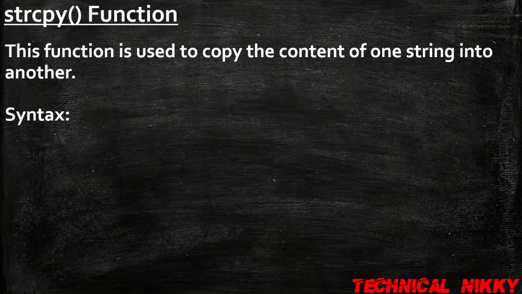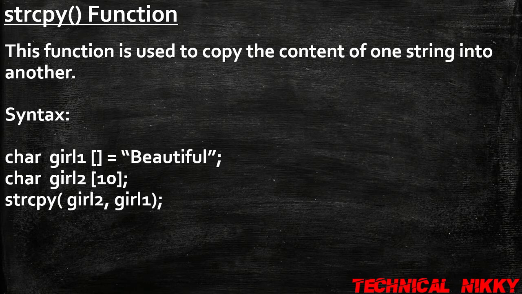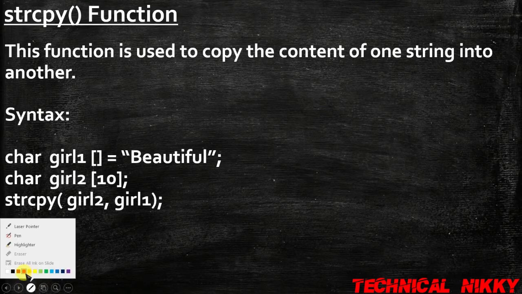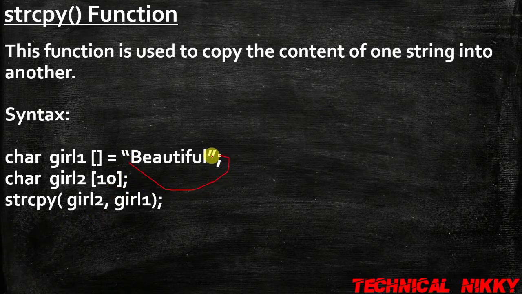The base address of the source and target string should be supplied to this function. Its syntax is: if we have a character array girl1 and its string is girl1, and here I have typed this string, beautiful. And I have a second character array girl2 and its length is 10.